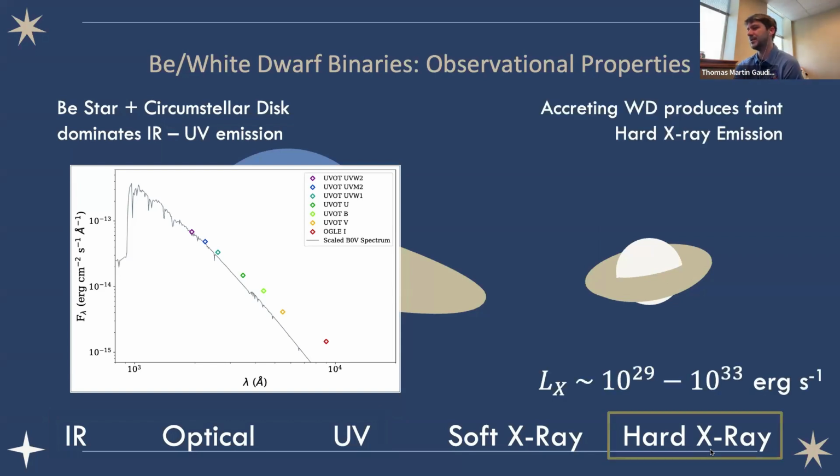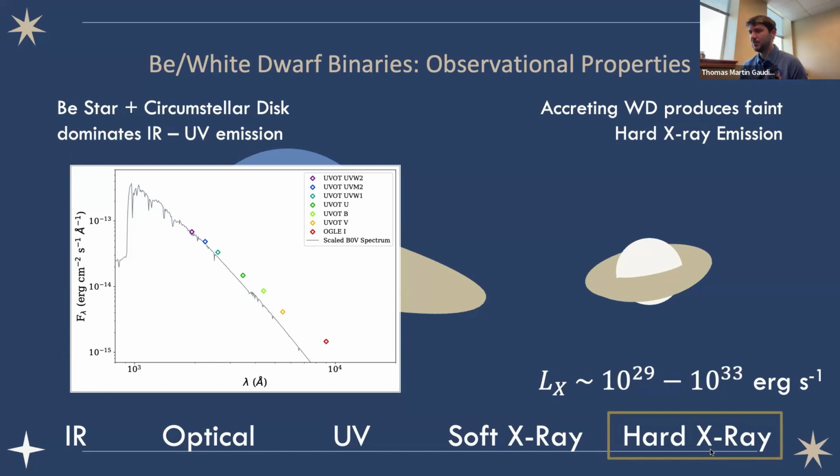What about the highest energy wavelengths? We can go to the hard X-ray to try and see if we have a better chance. Unfortunately, the potential well of a white dwarf is much shallower than that of a neutron star, and so accretion, which should be the quiescent state of these systems, is not going to produce a lot of radiation. We expect quiescent emission in these systems to be a hard X-ray source, but it should be incredibly faint. It should be on the order of 10 to the 29 to 10 to the 33 ergs per second in X-ray luminosity in the hard X-ray band.